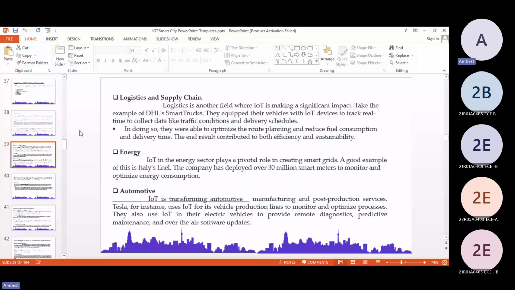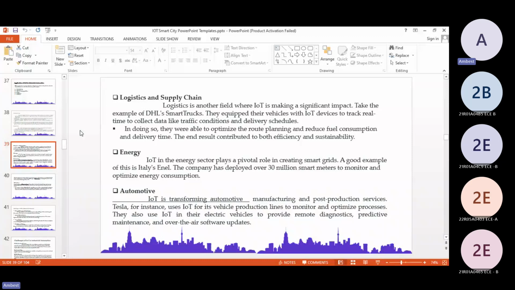They want to optimize route planning and reduce fuel consumption, and most importantly the delivery time. If the delivery is going to be earlier, they inform you it's the fastest delivery. If it's going to be delayed, they let you know the delivery is going to be delayed. So it is all about tracking data, like traffic conditions and delivery schedules.